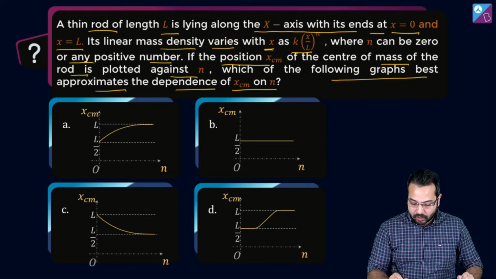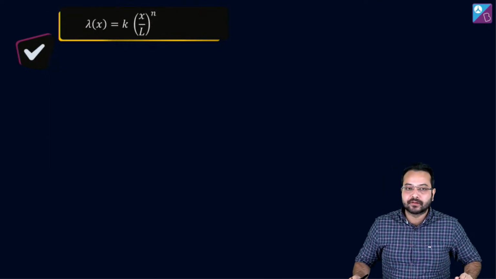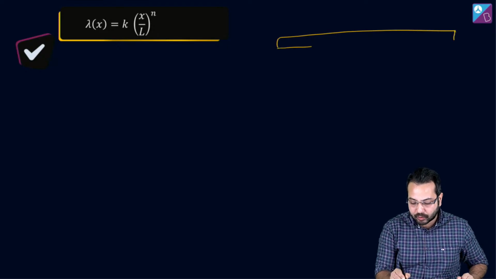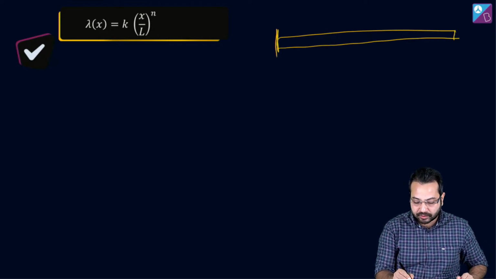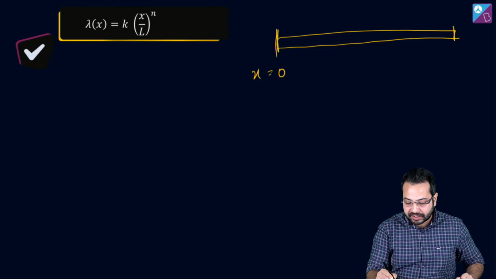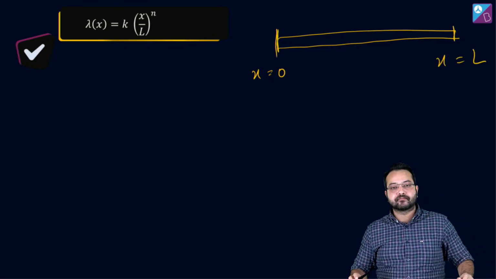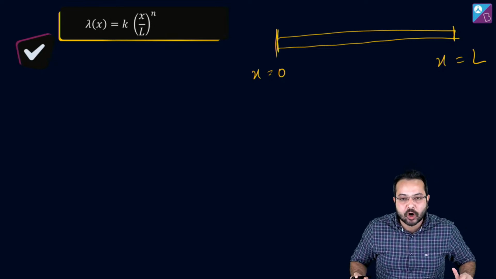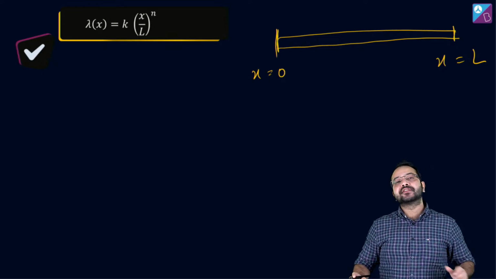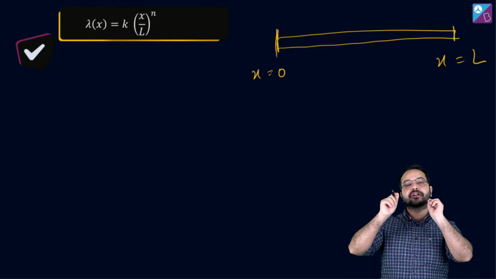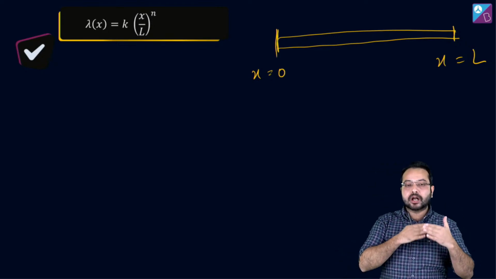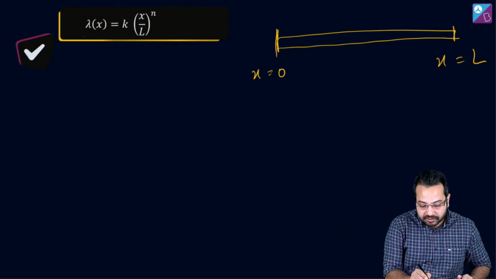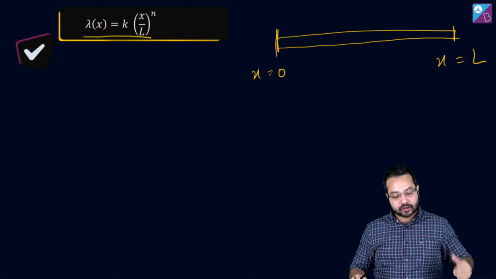Okay, now how do we proceed to solve this question? Can someone give me any hint on how we solve this question? One of the ends is at x equal to 0, the other end is at x equal to L. So what are we talking about? We are talking about the center of mass of a continuous mass distribution. These are not discrete point masses. This is a continuous mass distribution. This is a rod of length L, and the mass per unit length of the rod is changing.